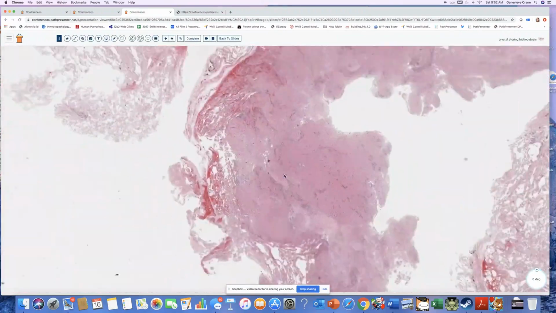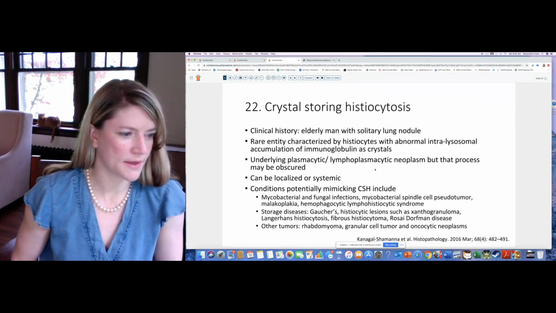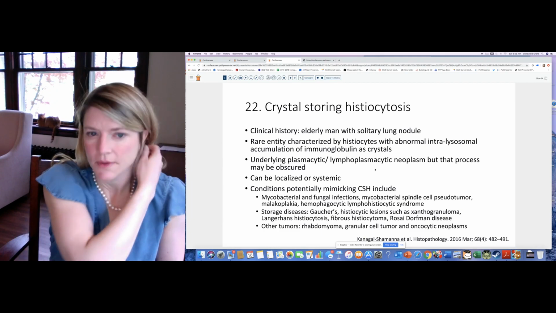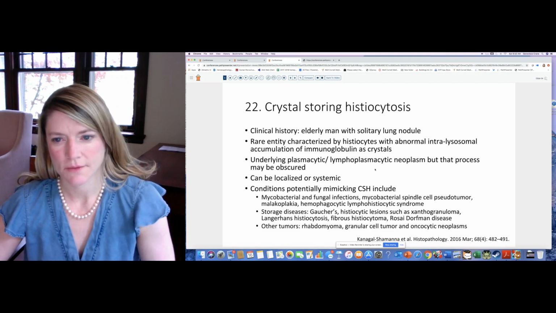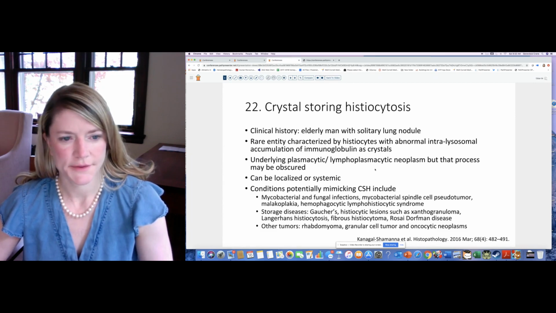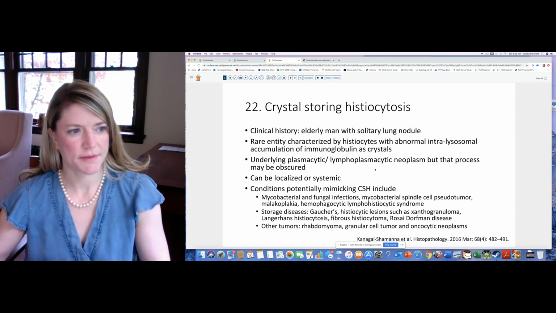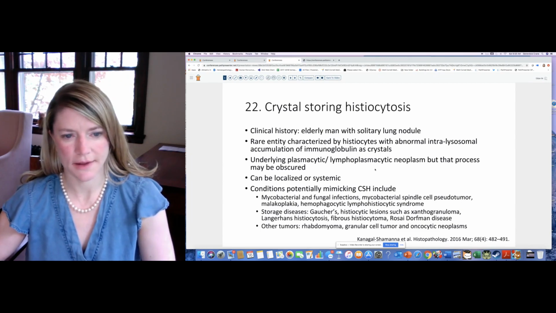And indeed, this is an example of crystal storing histiocytosis. As I mentioned, it was an elderly man with a solitary lung nodule. You can envision that serum studies would identify a monoclonal protein subsequently. This is a relatively rare entity, and it's characterized by histiocytes with abnormal intralysosomal accumulation of immunoglobulin as crystals. Patients typically do have an underlying plasmacytic or lymphoplasmacytic neoplasm, but that process may be somewhat obscured by the extensive crystal-storing histiocytes, as was seen in this case.